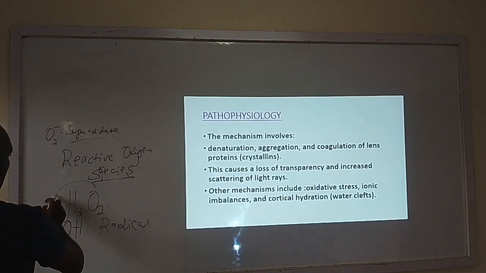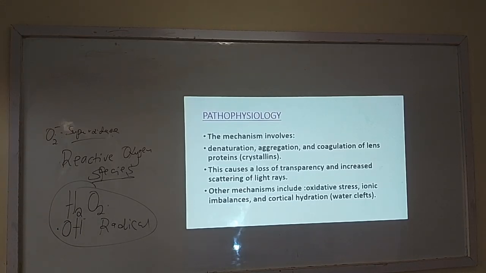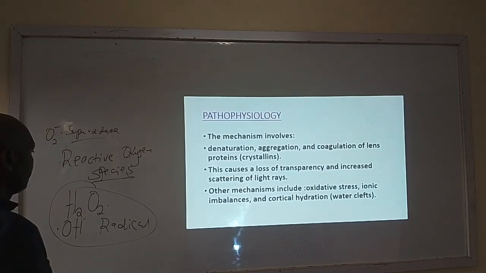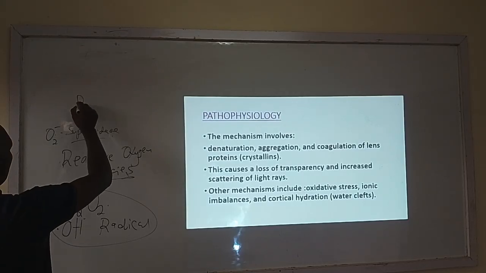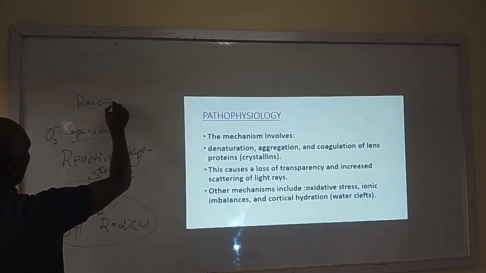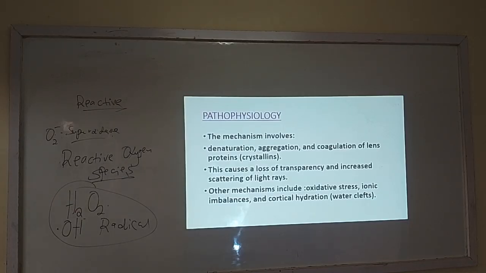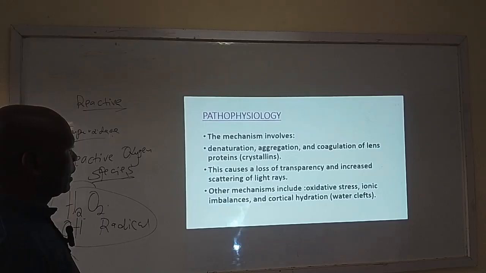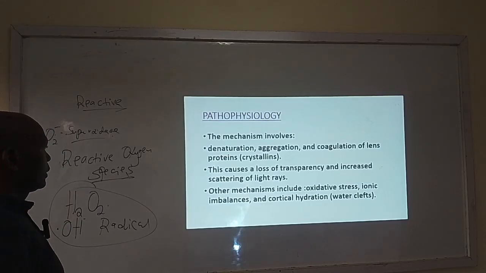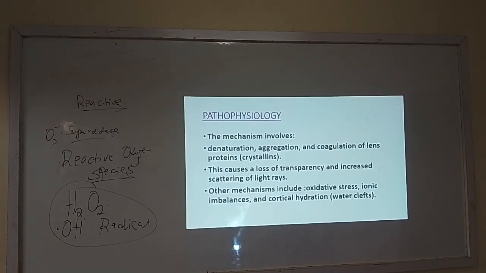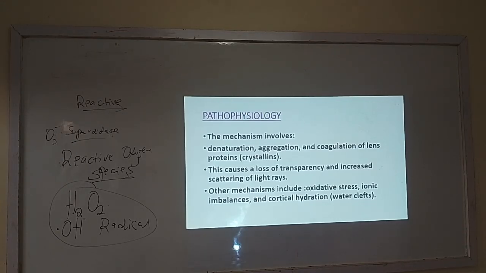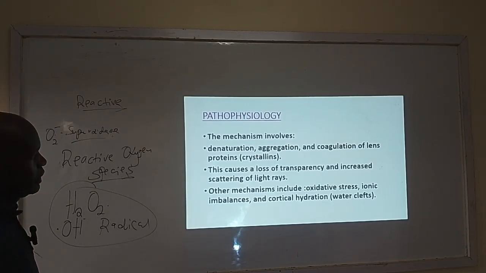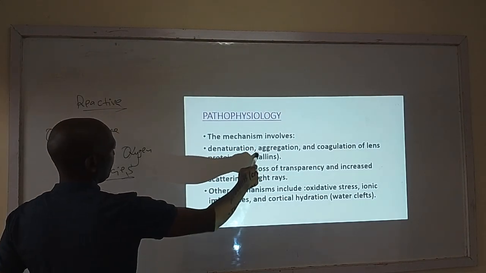These molecules are produced during metabolism in the body, and when they are produced, they are very, very reactive molecules. And if they are released unchecked, they can react with other molecules on the lens to damage the natural, normal structure of the crystalline proteins that we have already mentioned.